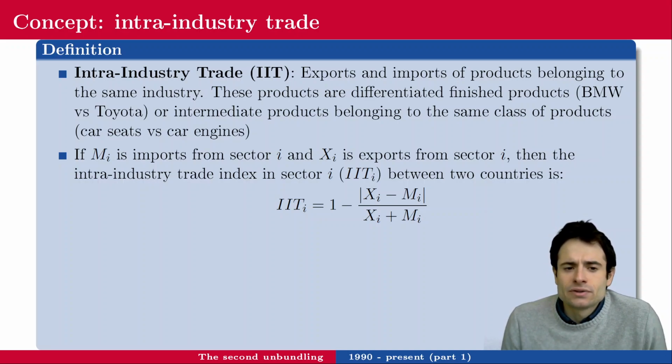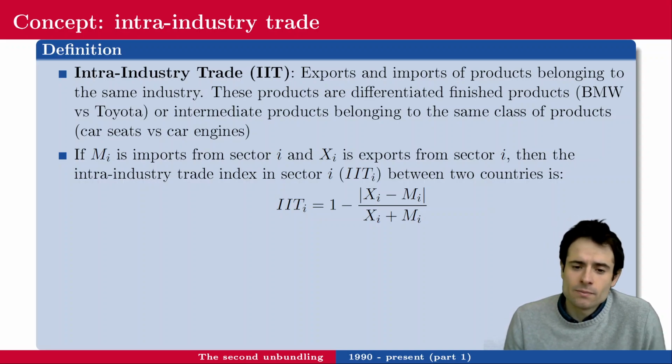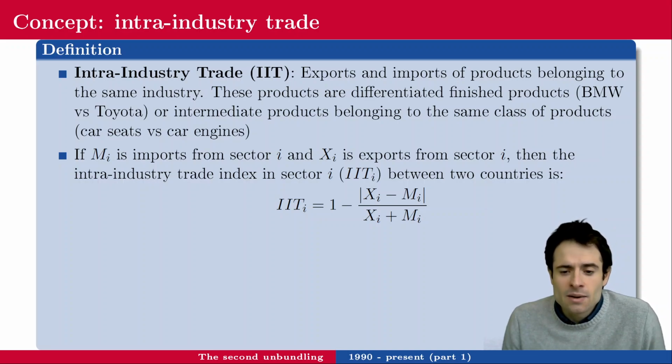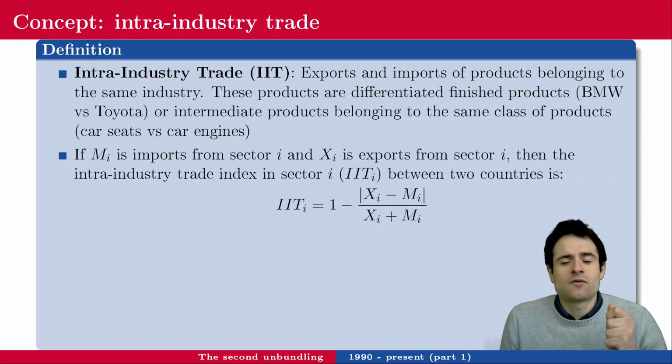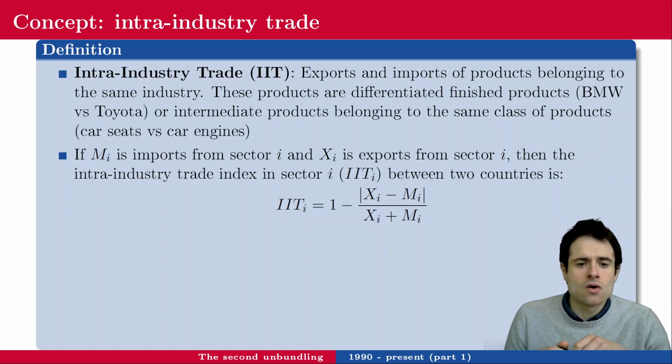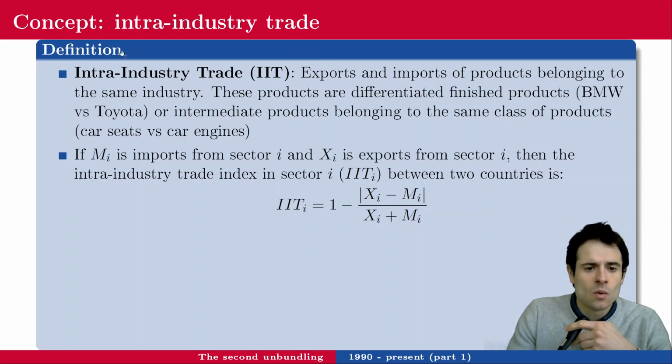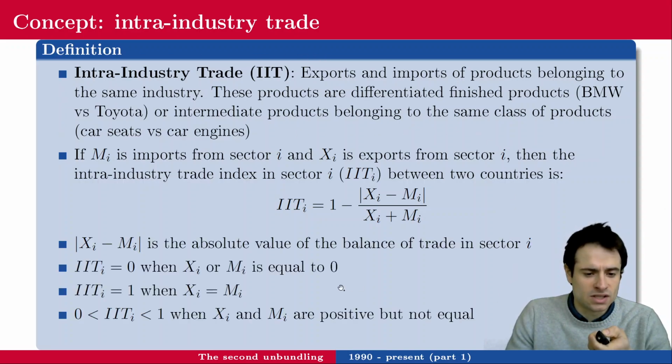Here is a formula of the intra-industry trade index. So if M is what we use for imports in a sector i, could be the car sector, and X is the letter we use for exports, this index is defined as 1 minus the absolute value of exports minus imports divided by exports plus imports. You don't need to know this formula by heart, but you need to know what it refers to, what it represents, and you need to know those characteristics.